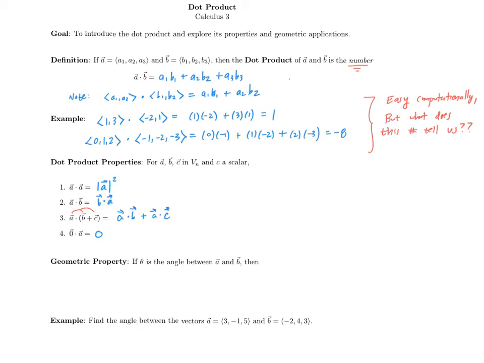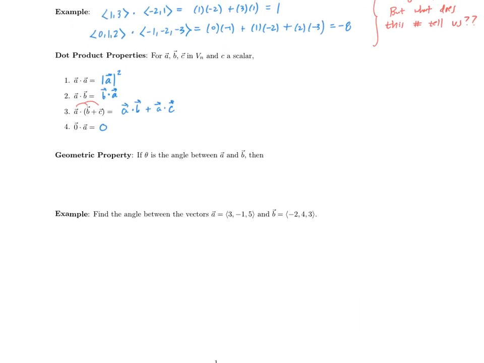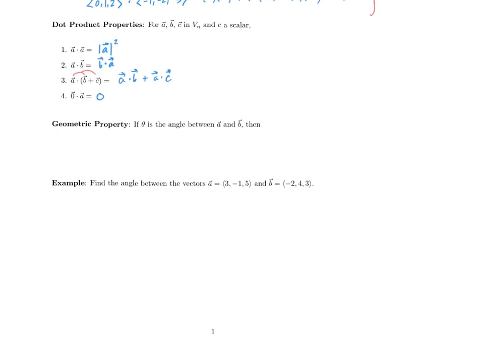Now on to what I might think of as a geometric property, or we could even think of it as an alternative definition of the dot product. If theta is the angle between A and B, and I'm going to draw a little picture to go along with this. If we have a vector A, and say a vector B, theta would be the angle between them. Then we have this property: A dotted with B is the magnitude of A times the magnitude of B multiplied by the cosine of the angle in between.